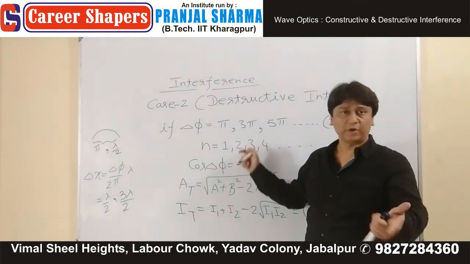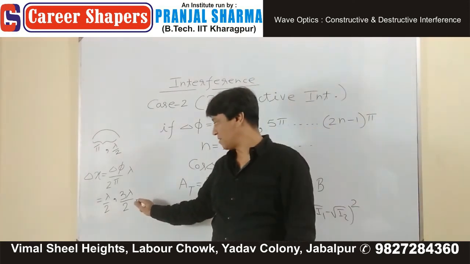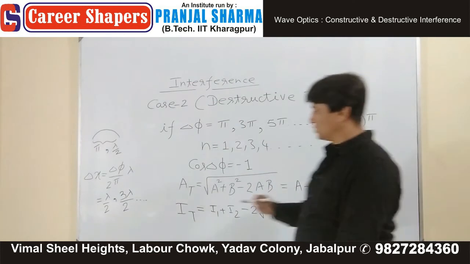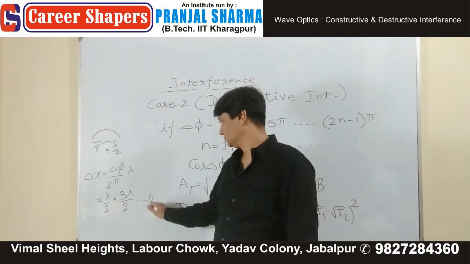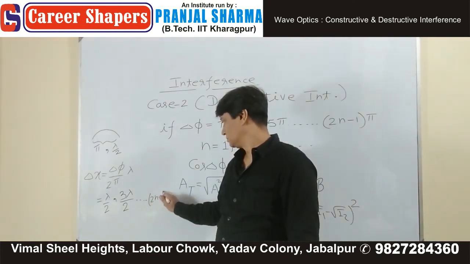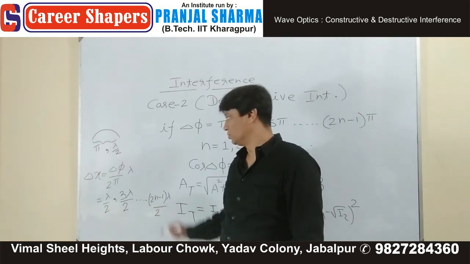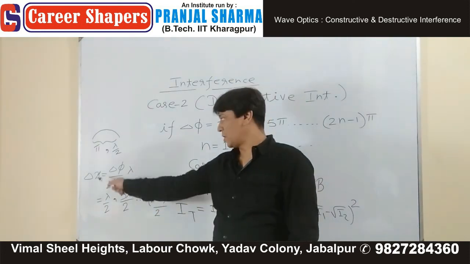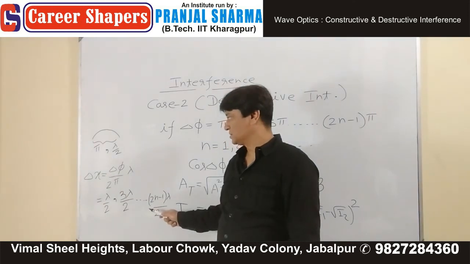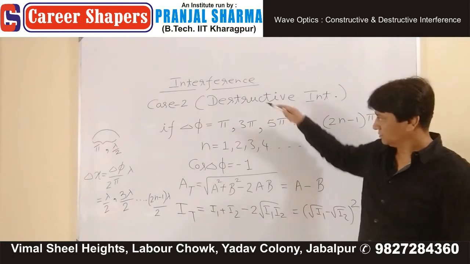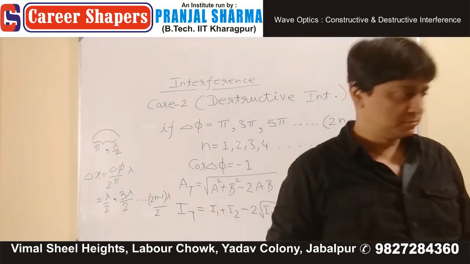3 pi, 3 lambda by 2. 5 pi, 5 lambda by 2. And finally, 2n minus 1 lambda by 2. So this is the formula for path difference during destructive interference. Note down this.